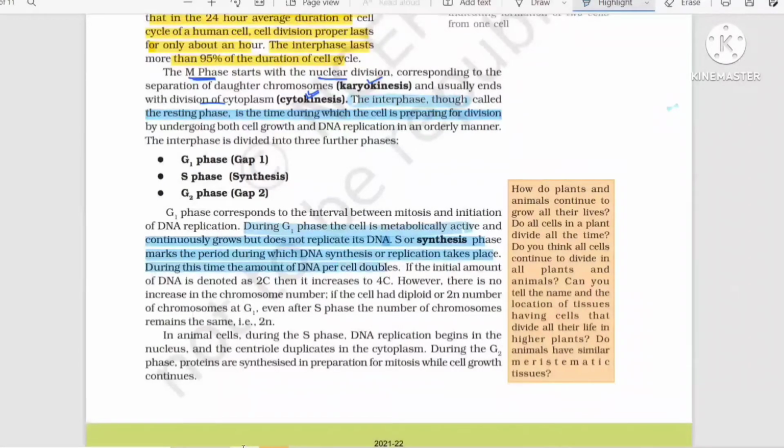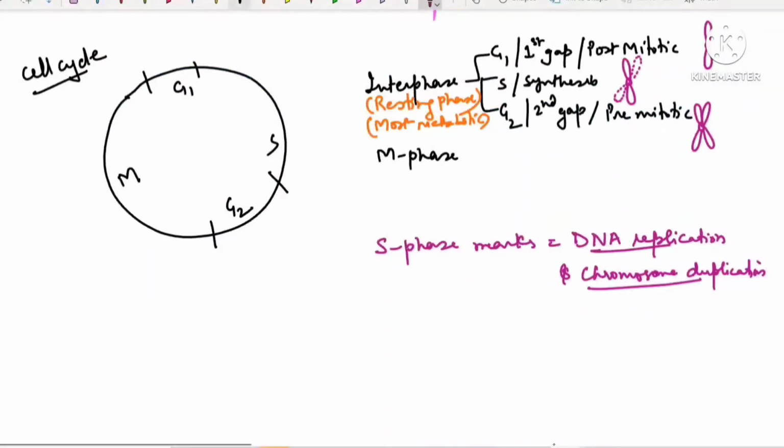DNA will be doubled. Let us assume a cell is having 10 picogram DNA. After S phase, how much is it having? You will say 20 picogram. And if I say the cell is having 10 chromosomes, after S phase, you will say 10 only. Is it clear? So basically, just 1 minute, beta, you can remember it this way.